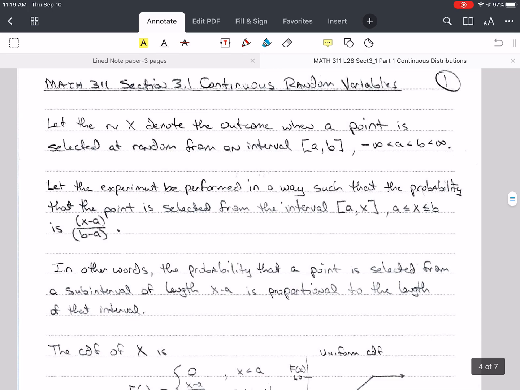So we're going to let X denote the outcome when a point is selected at random from an interval AB, where A and B are finite, and we want to perform this experiment so that the probability that a point is selected from an interval A up to X, where X is between A and B, is proportional to the distance of X from A relative to the distance from B to A. So it is proportional to the length of that interval.